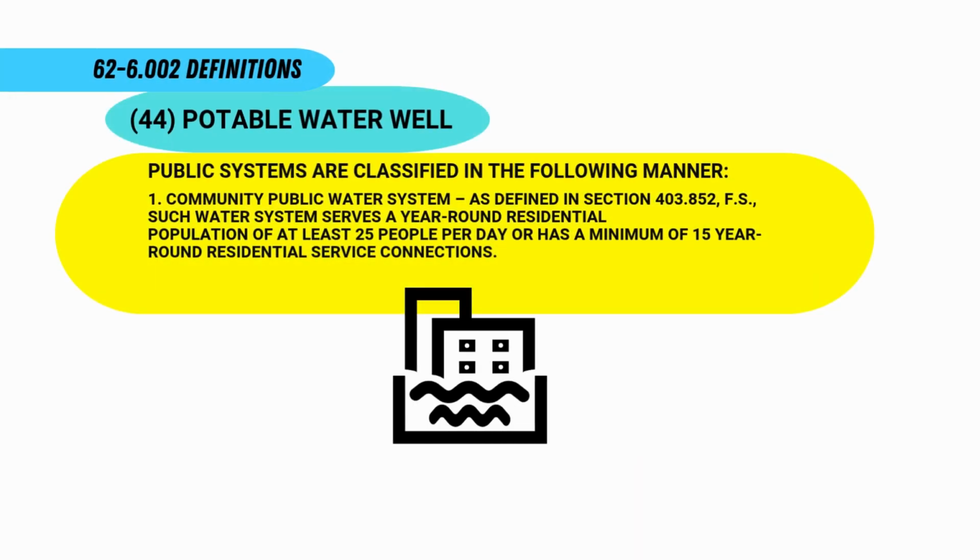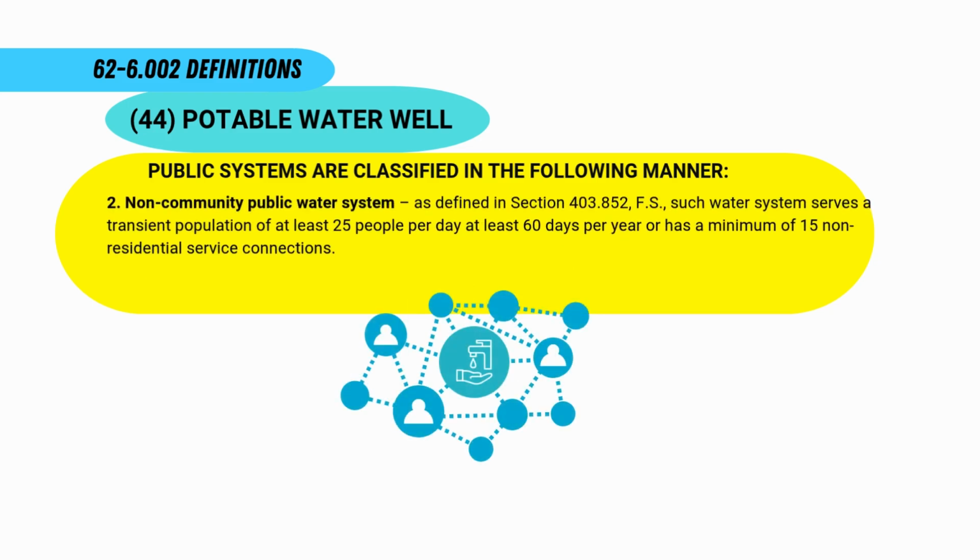44. Potable water well. Public systems are classified in the following manner. 1. Community public water system, as defined in Section 403.852, FS. Such water system serves a year-round residential population of at least 25 people per day or has a minimum of 15 year-round residential service connections. 2. Non-community public water system, as defined in Section 403.852, FS. Such water system serves a transient population of at least 25 people per day at least 60 days per year or has a minimum of 15 non-residential service connections.